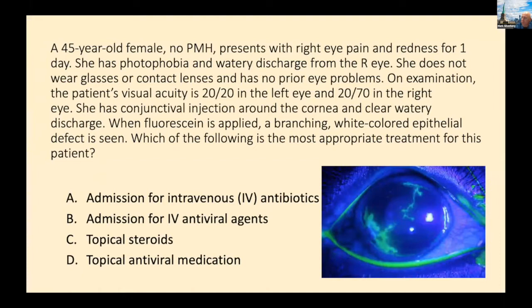On examination, the patient's visual acuity is 20/20 in the left and 20/70 in the right eye. She has conjunctival injection around the cornea and clear watery discharge. When fluorescein is applied, a branching white-colored epithelial defect is seen as pictured below. Which of the following is the most appropriate treatment for this patient? And I'll give a few seconds.